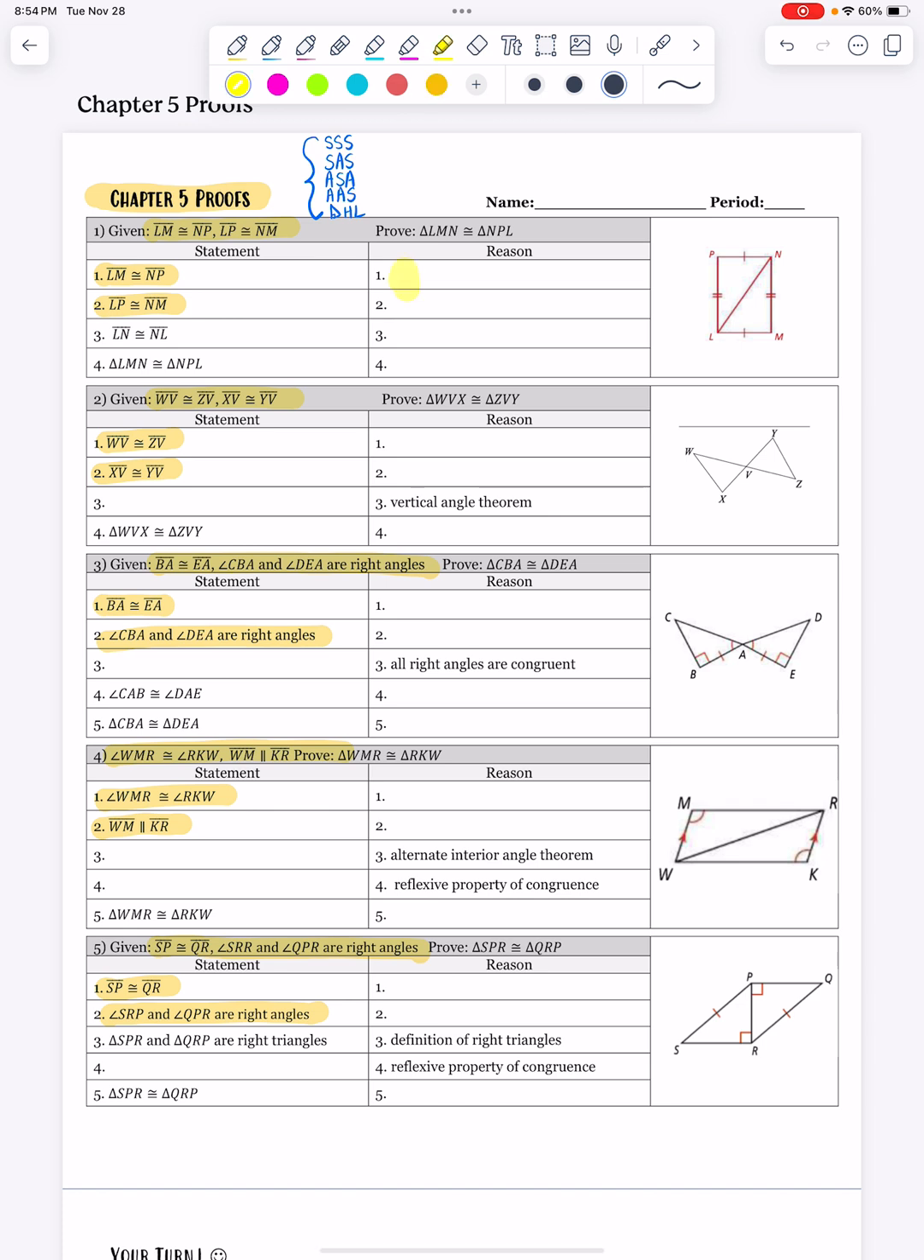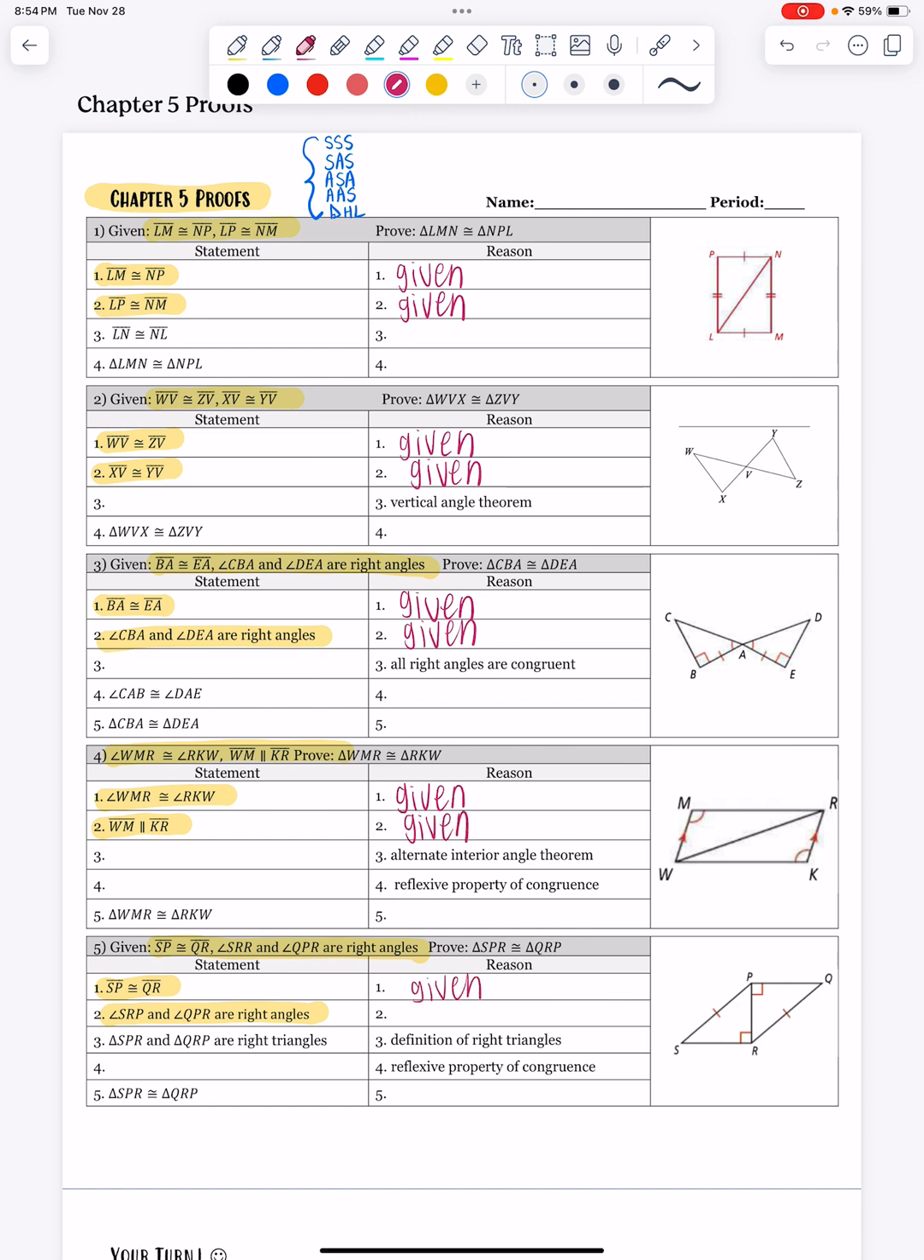When I put a reason for each of those, let me click undo. When I put a reason for each of those, all I'm going to do is just write what is given. So all of those were just my givens. If those are not already marked in the diagram, you need to go ahead and add those markings. A lot of times my students will get stuck because they forget to add the congruence marks from the givens, and then that makes it almost impossible to read the diagram or to read the triangle in order to pick the shortcut. So all of these are going to be given information.